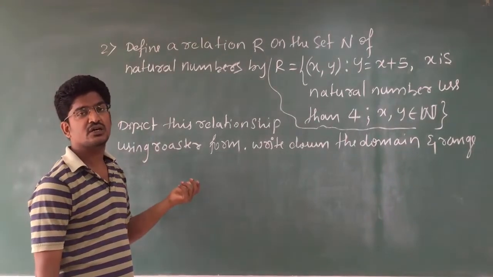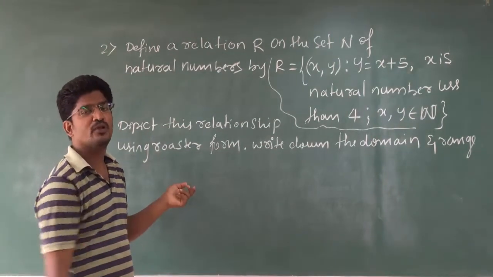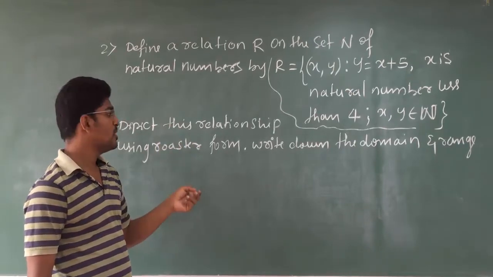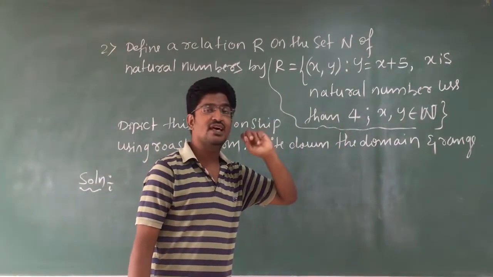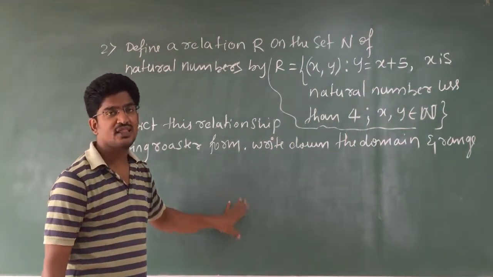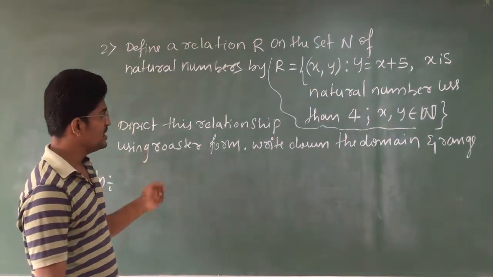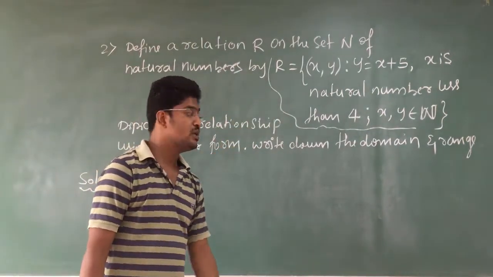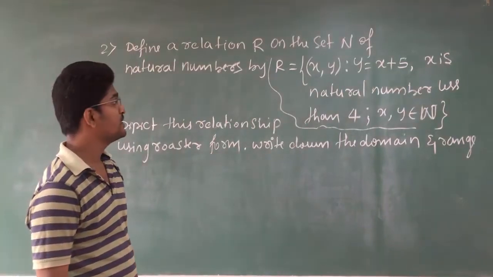Already in the first problem we have written the relation in the roster form only. Again they are asking the same thing, no problem. Write the domain and range. Clear? So in the first problem also we have written the R, that is nothing but the roster form. Here also they are asking to write it in the roster form, then domain and range. No problem, we can write it. Okay.